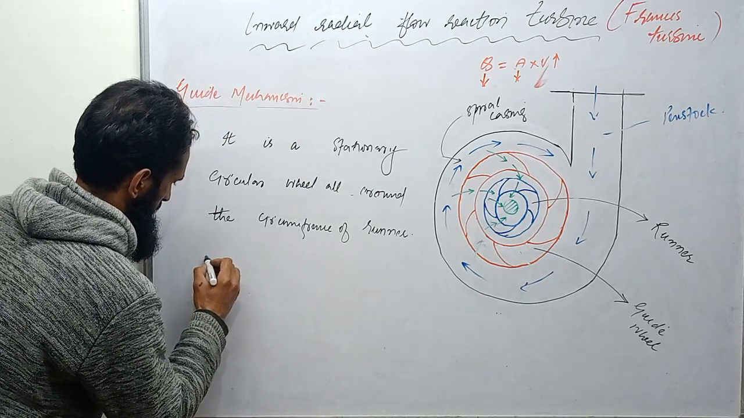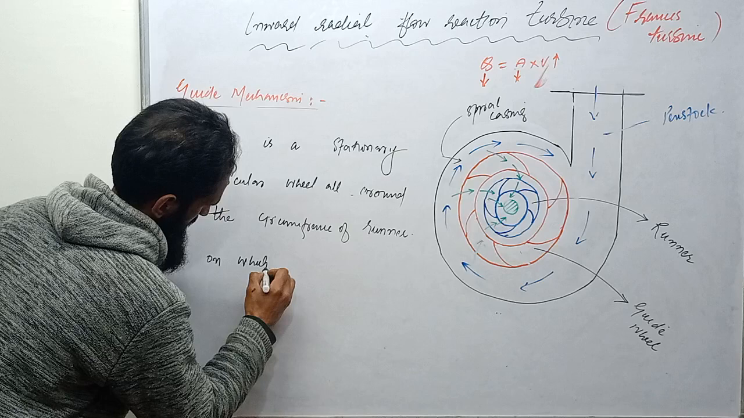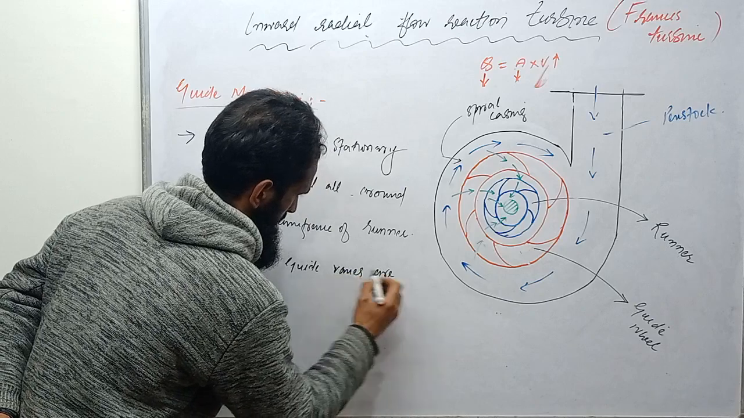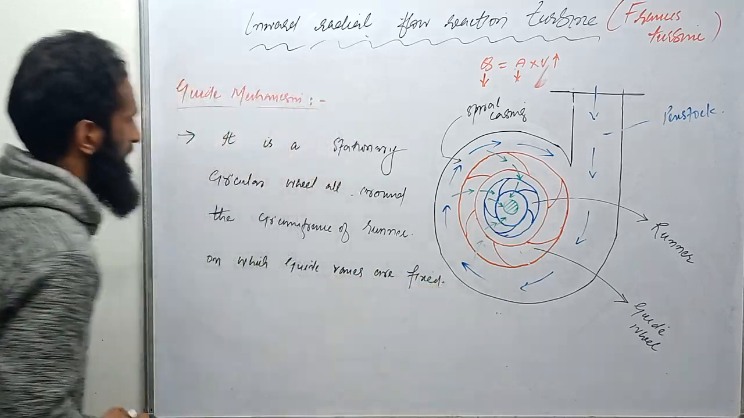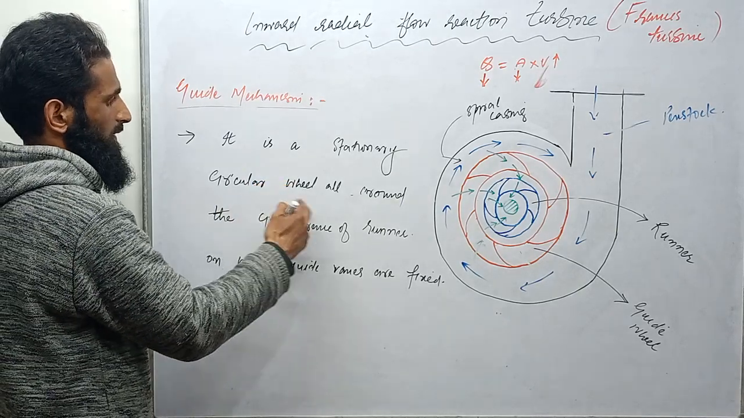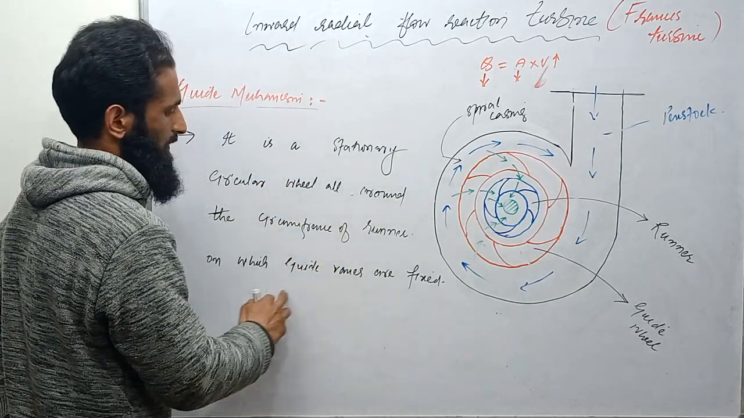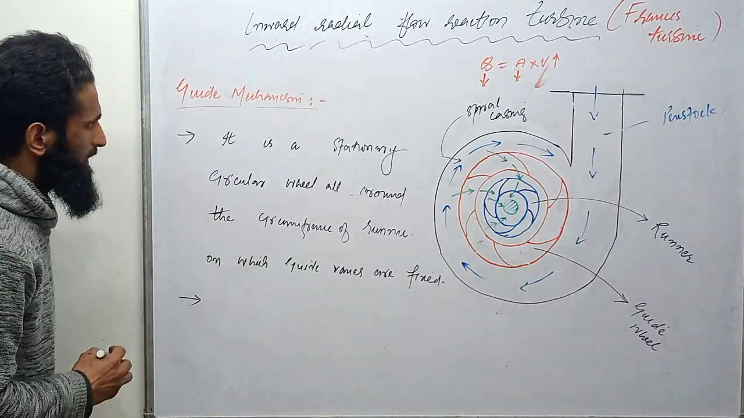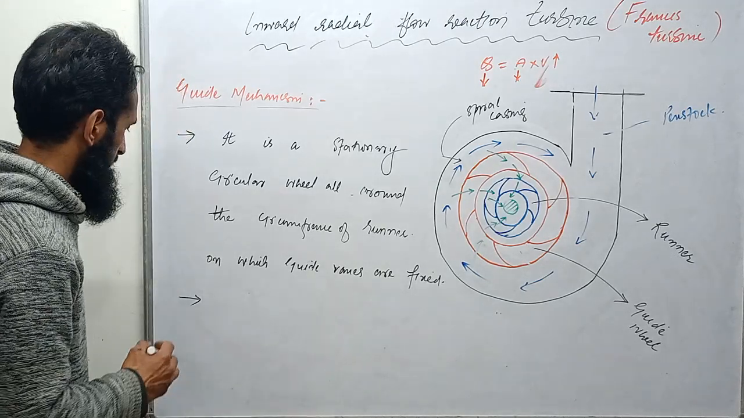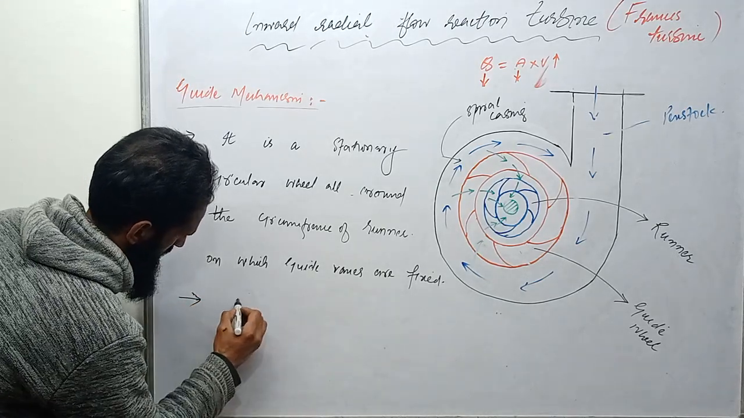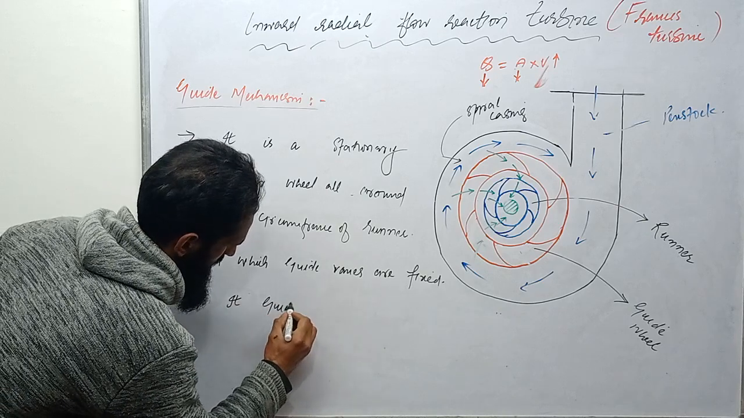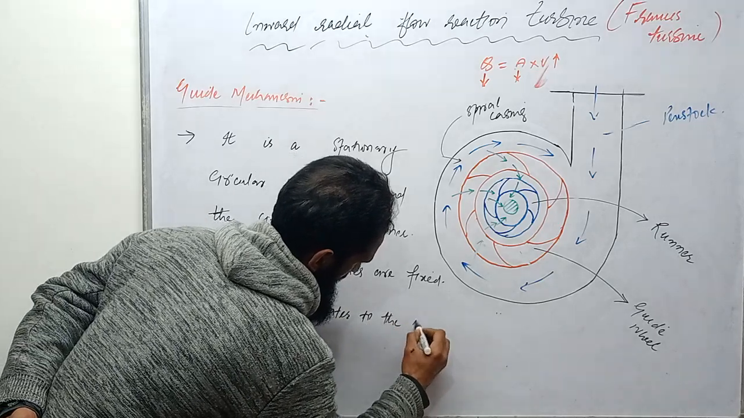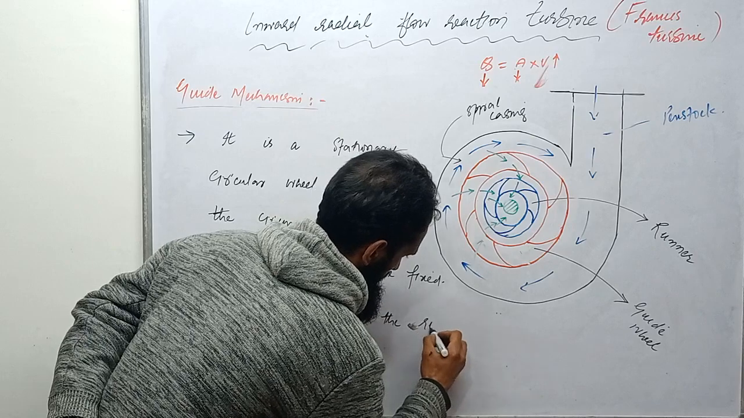on which guide vanes are fixed. Okay, so next thing, what is the function of guide mechanism? Guide mechanism, it guides water to the runner.